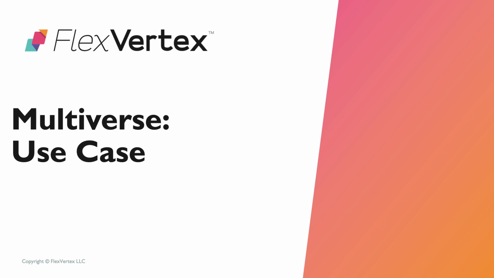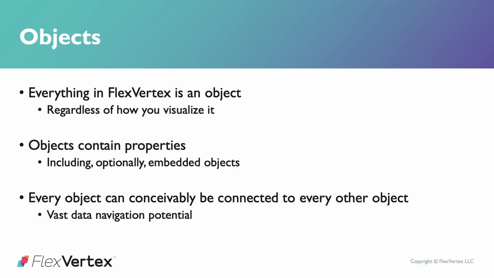do just that. From an information design and retrieval perspective, it's crucial to remember that to FlexVertex, everything is an object, no matter how you choose to visualize and represent it. And each object has properties that contain the actual data, including, if you desire, further embedded objects. Since every object can be connected to every other object, you have great flexibility when interacting with your data.